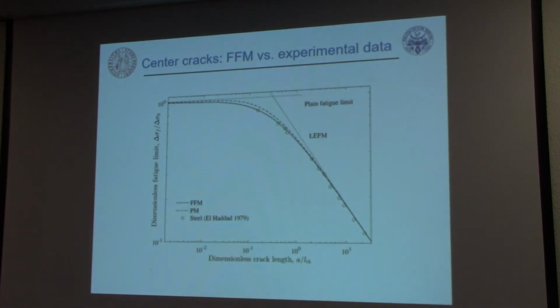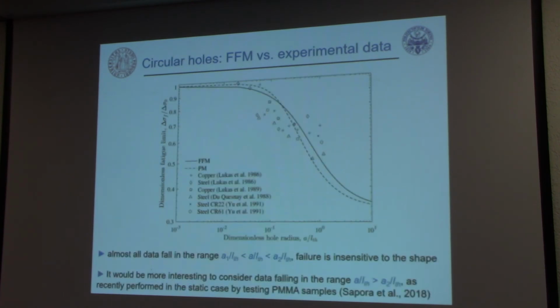And then we have compared finite fracture mechanics predictions with some experimental data. That's the case of center cracks, and you can see also predictions according to the point method. You can see that the agreement is excellent, and probably as concerns the geometry, finite fracture mechanics is better than the point method. As concerns circular holes, this is the situation, again with a comparison with the point method. So in most cases, the point method results to be the most accurate.